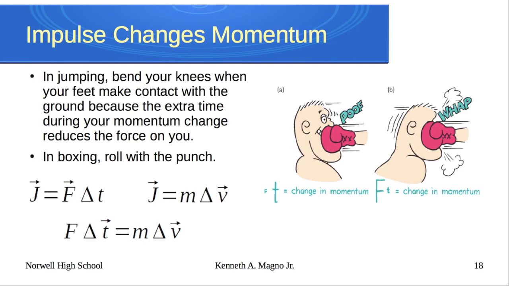So, one of our final real-world examples with this impulse changing momentum gets into the physical realm, jumping or boxing or some physical activity. So in jumping or sports like parkour, it's really critical that you bend your knees when you land. Because you can jump from very high heights and land safely as long as you bend your knees to increase your contact time with the ground while slowing down, because it lessens the force on your body during impact.